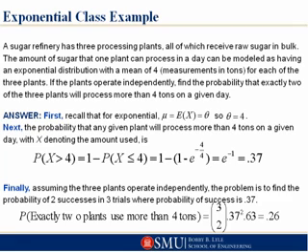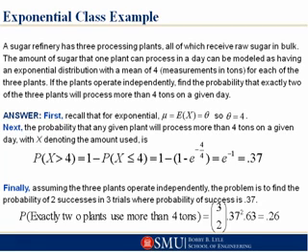The probability that any given plant will process more than 4 tons on a given day is the probability that the random variable will be greater than 4, which is equal to 1 minus the probability that the processing will be less than or equal to 4.